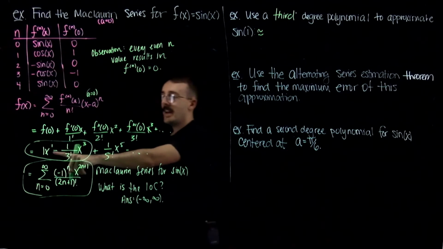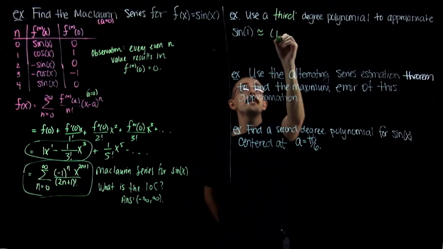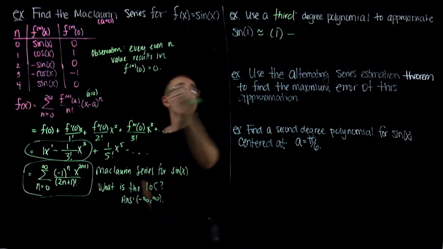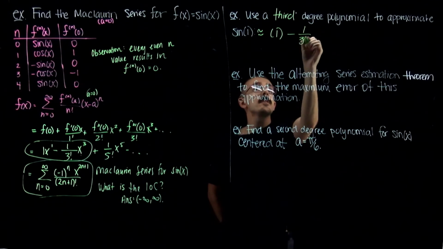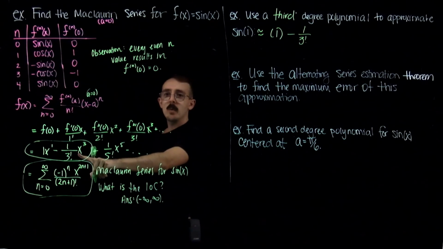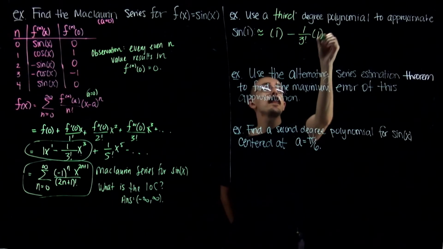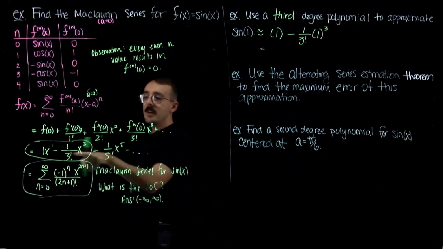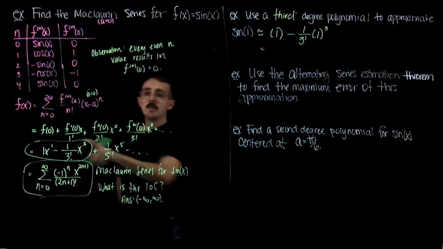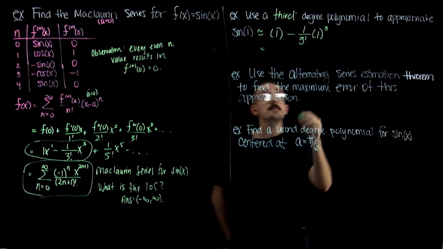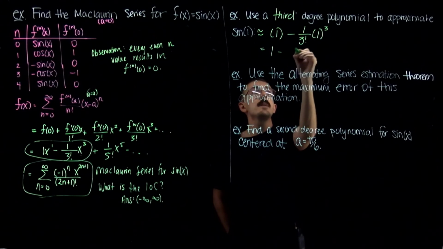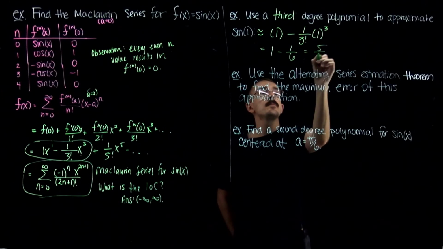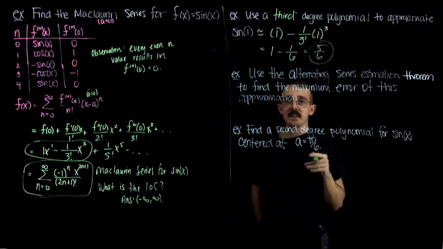So instead of x here, I'm going to have 1. And then I have minus 1 over 3 factorial. And then I plug in a 1 for this x right here. So sine of 1 is going to be approximately these first two terms right here where I plug 1 into it. And then what is that? That's 1 minus 1 over 3 factorial, which is 6. So that's 5 over 6.